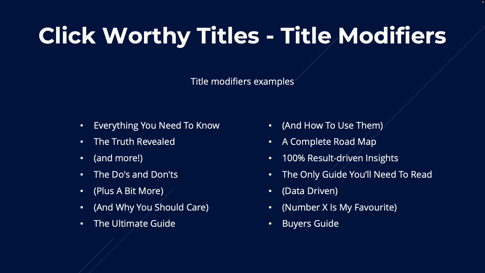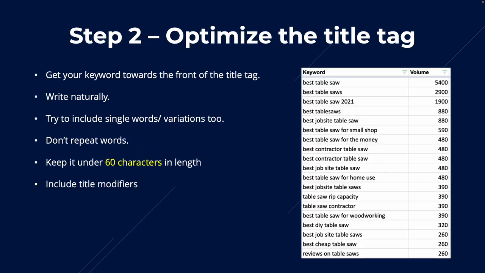So taking all of this into consideration, let's look at an example of what I would use for a title tag in this exact example. In fact, I'll run through two different title tags to show you how there isn't any right or wrong one. So the first one would be Best Table Saws 2022, the ultimate guide for all budgets. This would be a solid title tag as I have my keyword towards the front of the title tag. It's written naturally, it doesn't repeat any of the words, it's under 60 characters, and it includes a title modifier. So a really good solution.